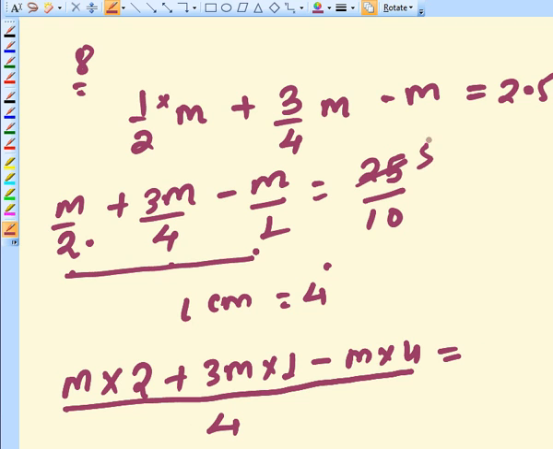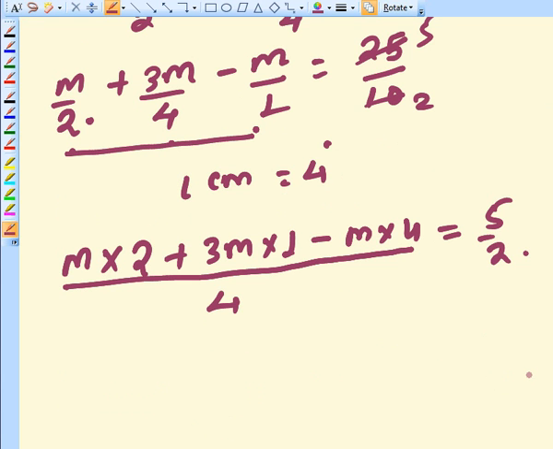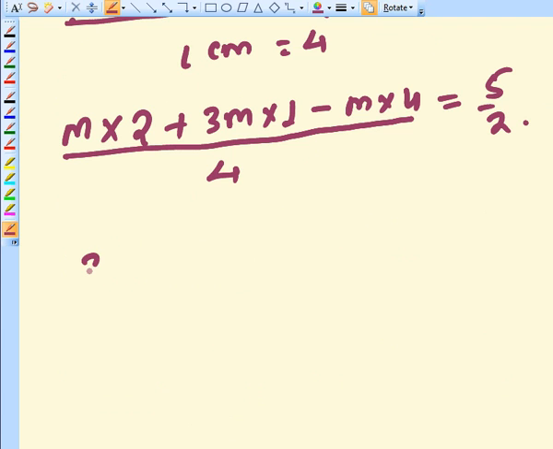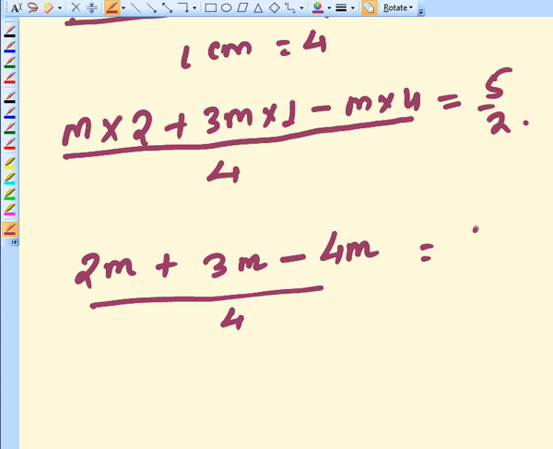So 5 5 ja 25, 5 2 ja 10. You can write this as 5 by 2. Now m into 2 will be 2m plus 3m into 1 will be 3m minus 4 into m into 4 will be 4m, upon 4 equals 5 by 2. Now we are having like terms m, so we can add or subtract. So 2 plus 3 will be 5m minus 4m.